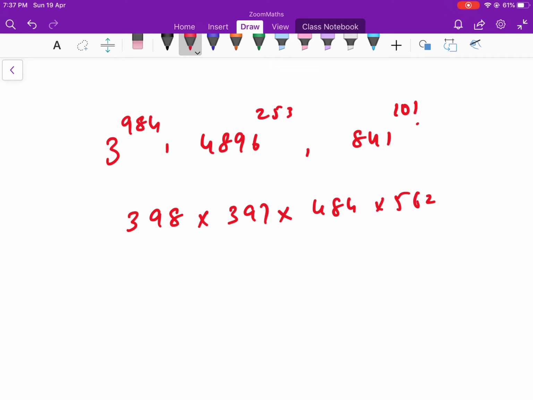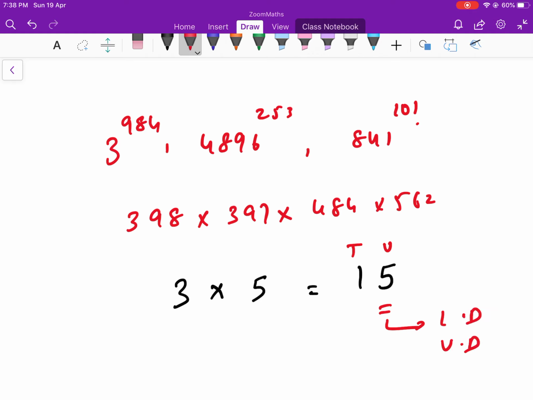Okay, let's get started with the basic concept. Let's say we've got two numbers 3 and 5. I want to multiply these two numbers. 3 into 5 is going to give me 15. 15 has got a units place and a tens place. So the number 5 is your last digit or the units digit, right?